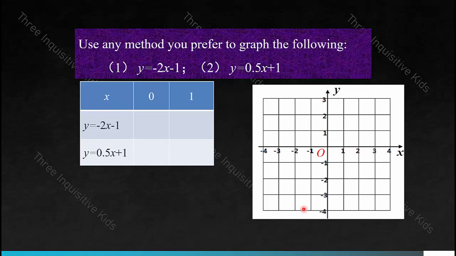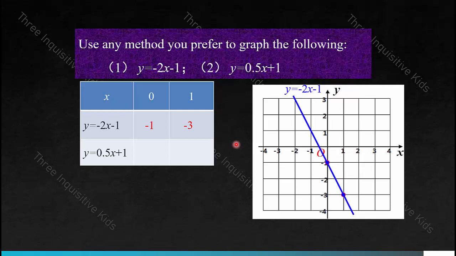Use any method you prefer to graph the following two functions. Pause the video and use what we've just learned to solve this problem. Well, the first step is to always determine 2 points on these graphs. So we have negative 1 and negative 3 for the 2 points on the first function, and then we start taking these coordinate pairs and graphing them on the plane. So we have these 2 points right here. Connect, and we have y is equal to negative 2x minus 1.